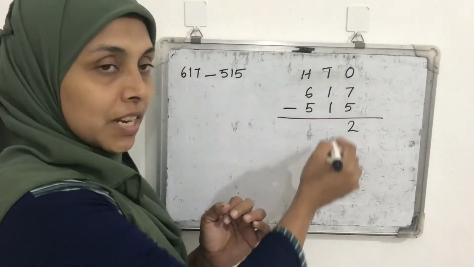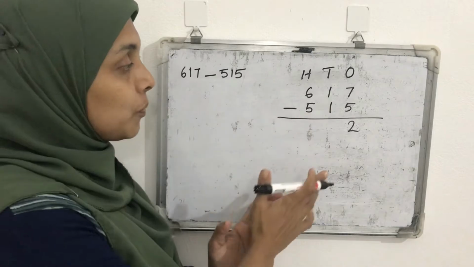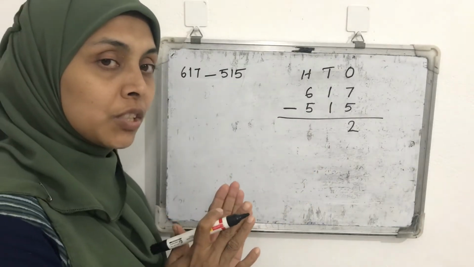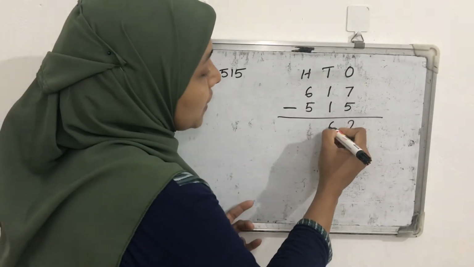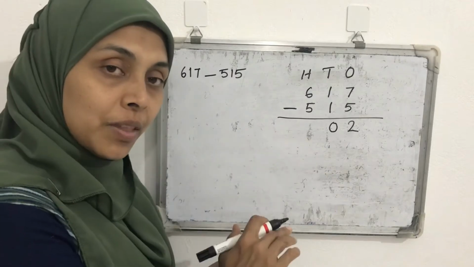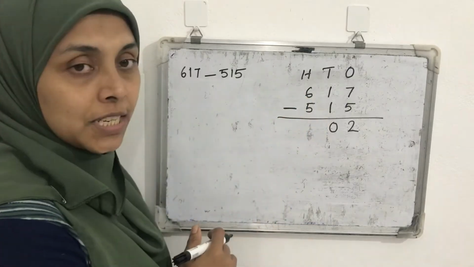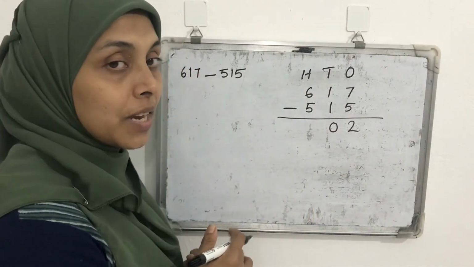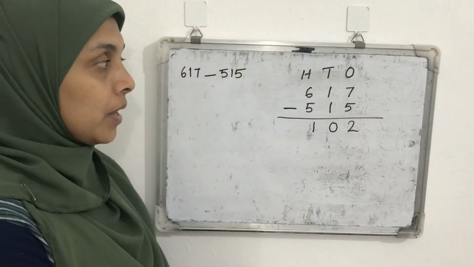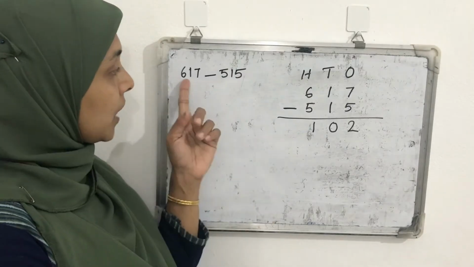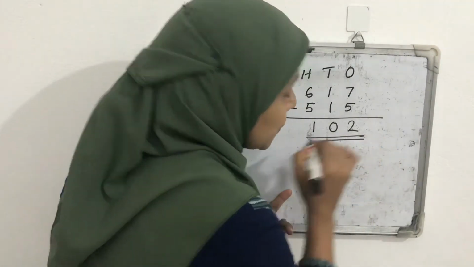Next, the tens place. Which are the tens place digits? Both tens place digits are 1. So 1 minus 1 equals 0. If we subtract any number from the same number, we get the difference as 0. Then the hundreds place digit: 6 minus 5 is 1. Now what answer did we get? 617 minus 515, we got the answer 102.